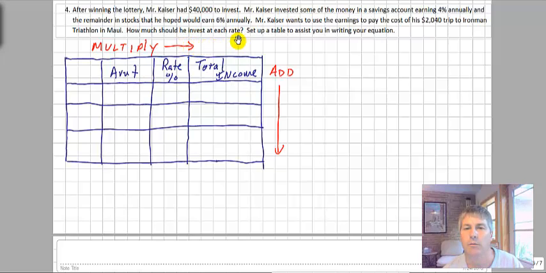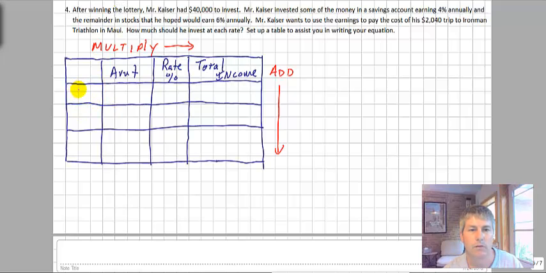And I've taken the liberty to set up a table to assist you in writing the equation. So we're going to set up a table, and we have the dollar amount, and the interest rate gives us our total income. So how much we invest at a particular rate will generate some income for us. And in these tables, generally, we multiply across, and we add down. So let's go ahead and include some labels here.